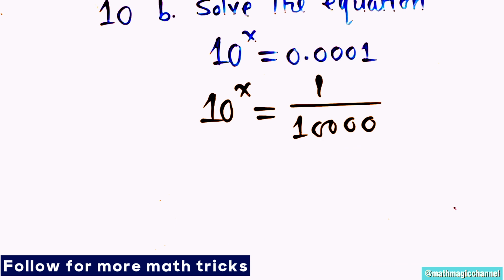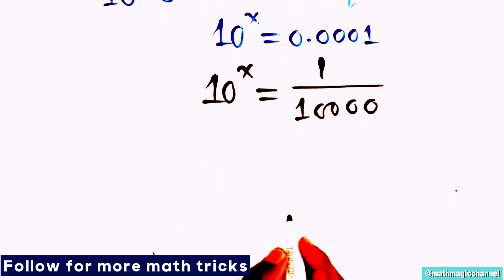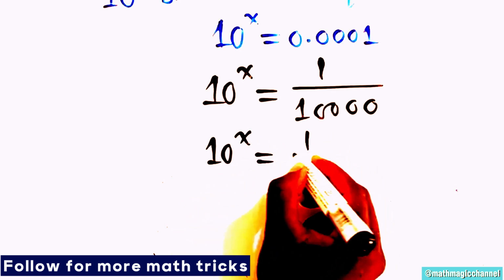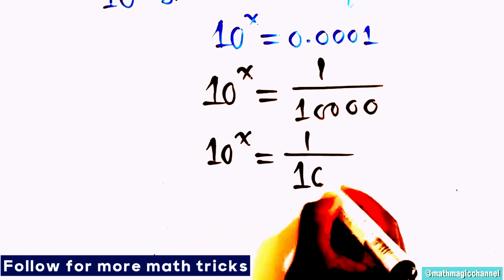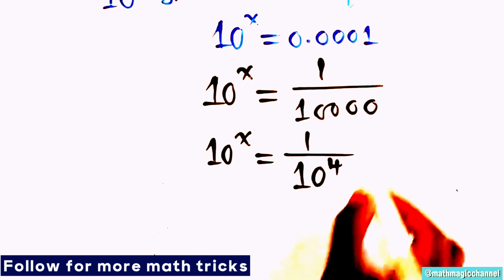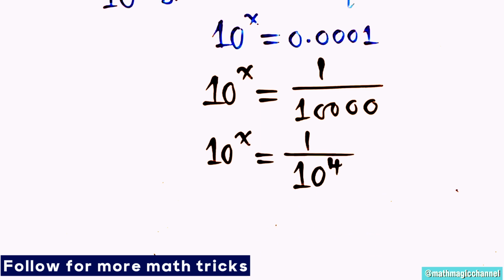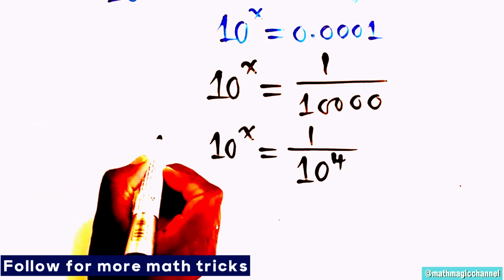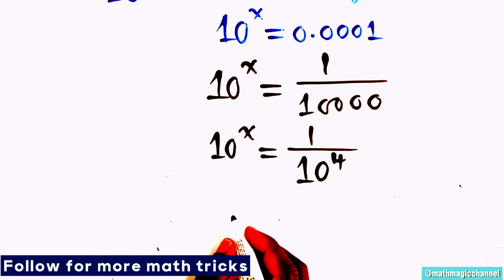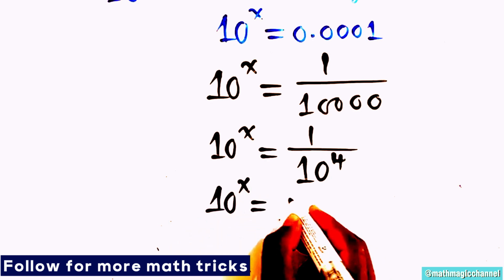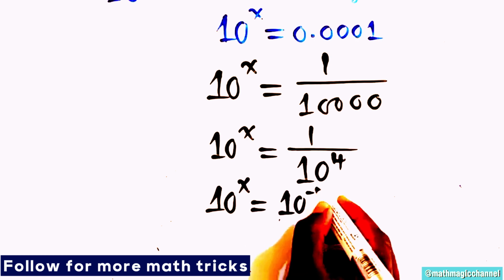So now we are cool with this one. We can now balance the bases. We're going to say 10 power x is equal to 1 over 10,000. We want to change this to base 10. So 10 power 4 will give us 10,000. Remember, we want to apply the law which says that when you've got same bases, you can equate the powers. So we're going to say 10 power x is equal to 10 power negative 4.